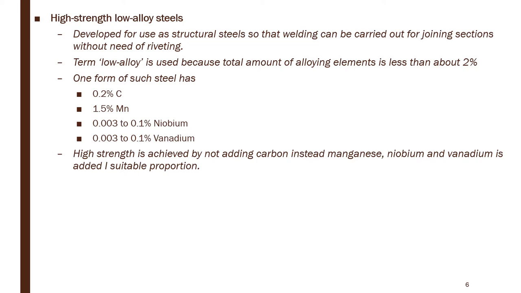One form of such steel has 0.2% carbon, 1.5% manganese, 0.003 to 0.11% niobium, and 0.003 to 0.1% vanadium. So all these percentages have to be kept in mind. The high strength is achieved by adding carbon. So if you want more strength, carbon is added. Instead, manganese, niobium, and vanadium are added in suitable proportions to get other properties.